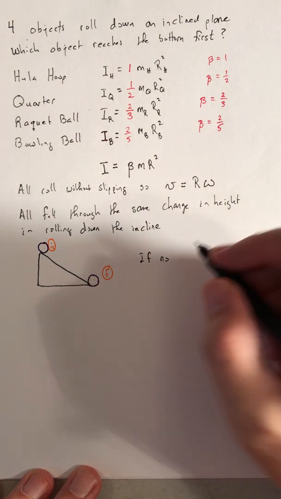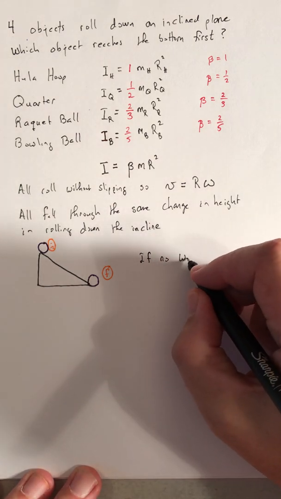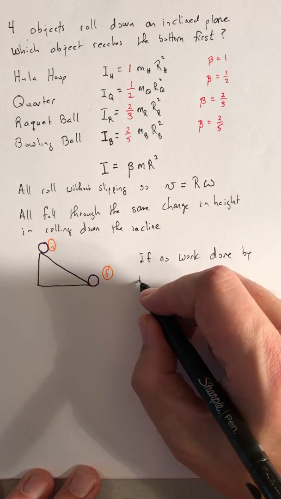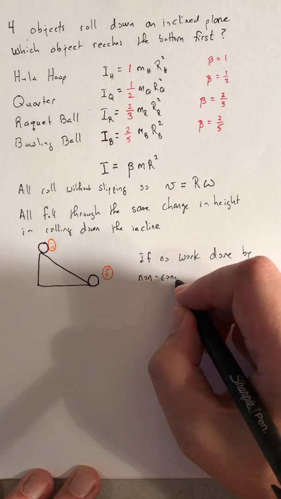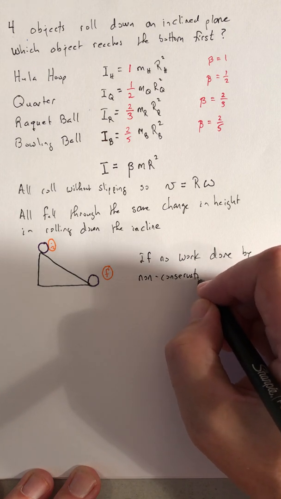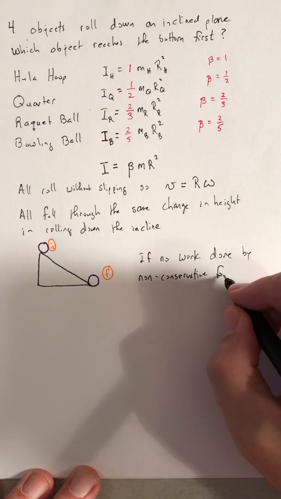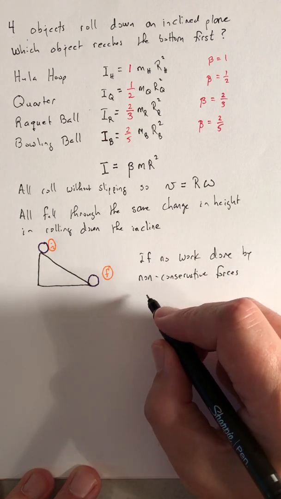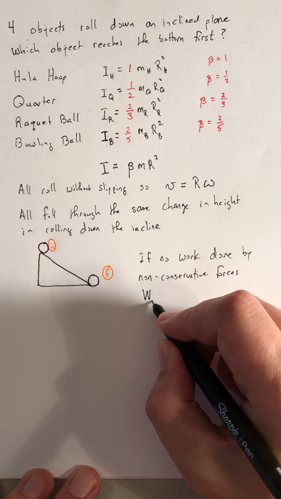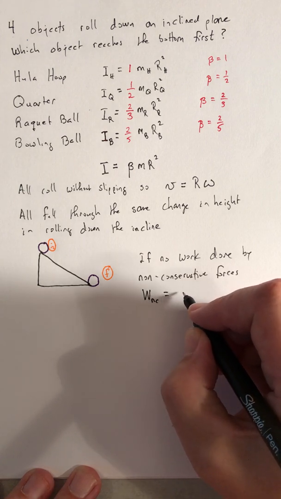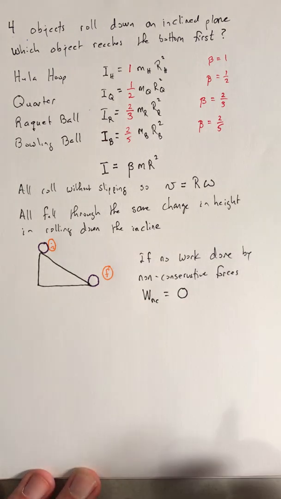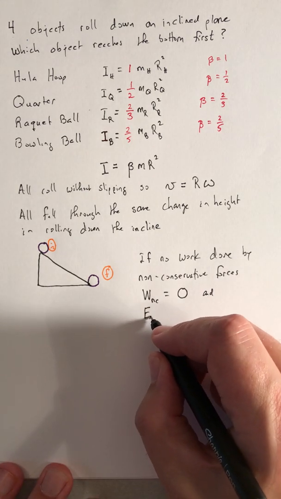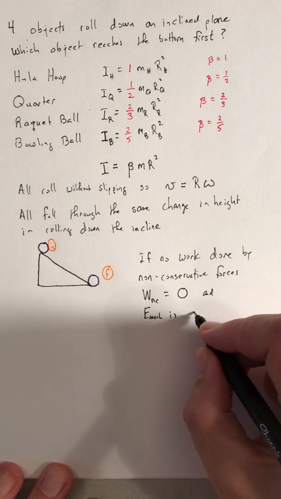And if we can neglect the work done by non-conservative forces, so air resistance isn't going to do a significant amount of work, then the work done by non-conservative forces is 0, and the mechanical energy will be conserved.